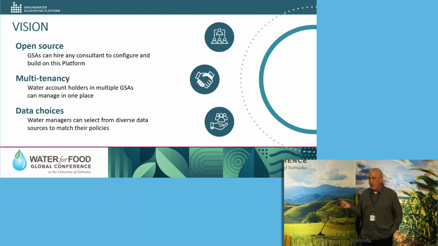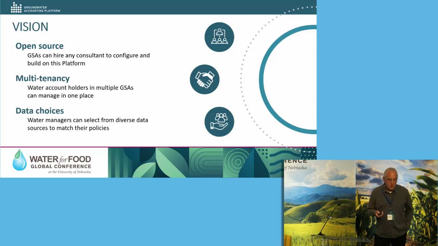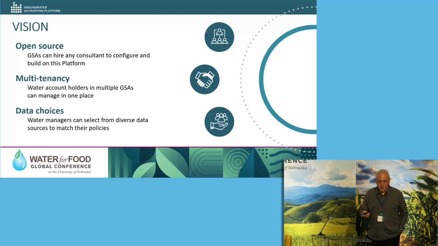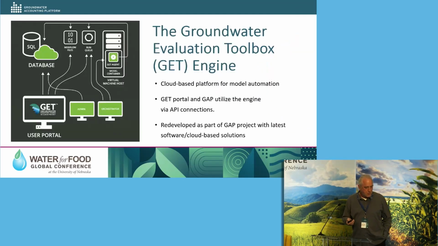And then we like to say we're very data agnostic. So if you like to measure water use with flow meters, great. We'll take flow meter data. If you want to measure using remote sensing data, such as evapotranspiration through something like OpenET or other providers, that's great too. We can use that data. The other tool that is part of this suite of tools is something that Olsson had previously developed called the Groundwater Evaluation Toolbox.